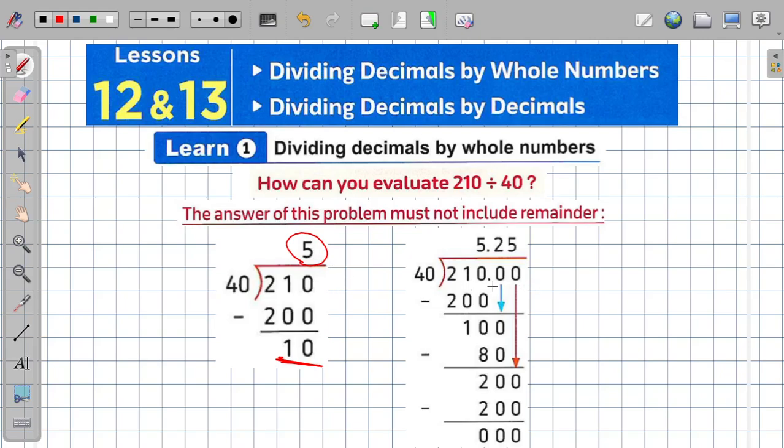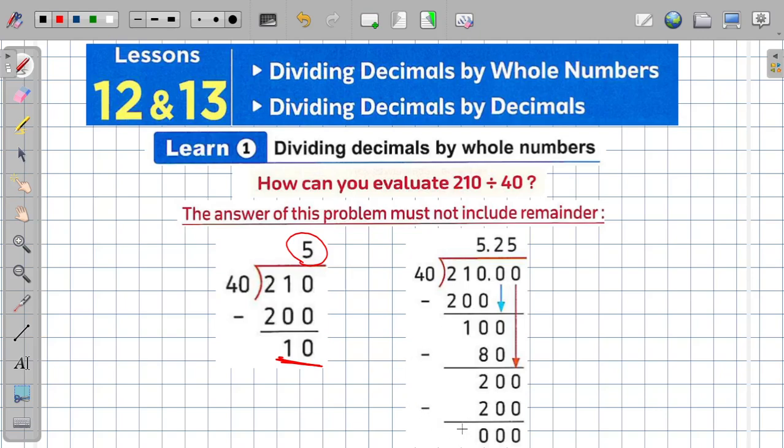So if we have another zero, we will continue and the remainder will be 100. So we will continue our division. So 100 divided by 40, we will take 80. So 80 divided by 40 equals 2. And the remainder will be 20. We will repeat it again, putting another 0 next to 20 to be 200. 200 divided by 40 equals 5 and the remainder will be 0.